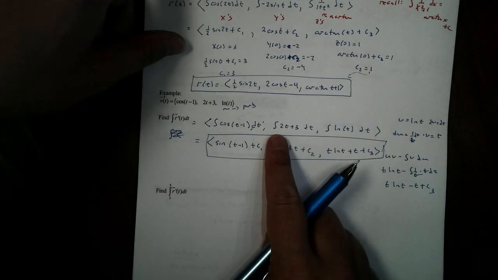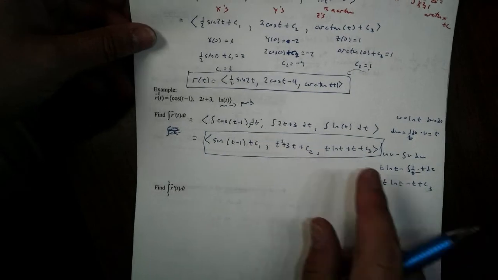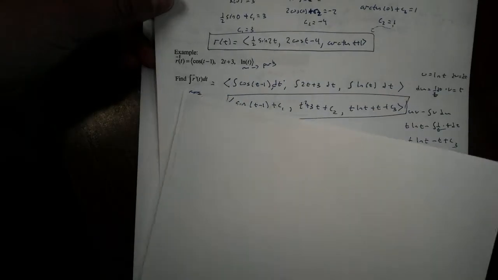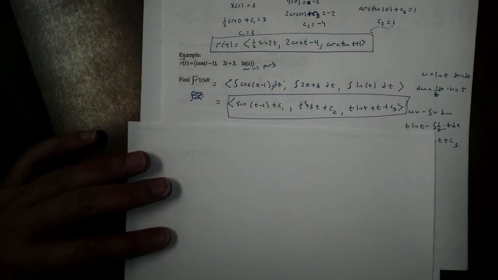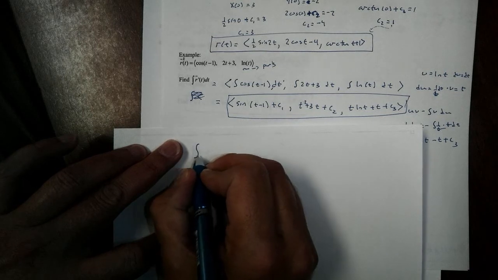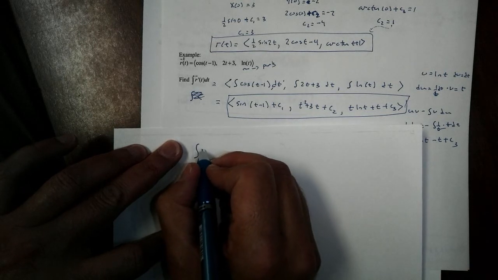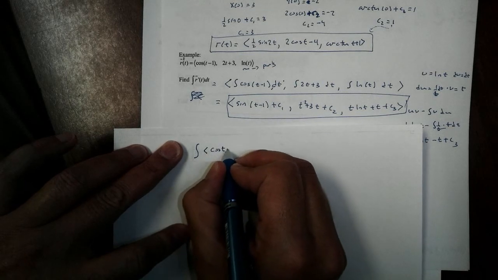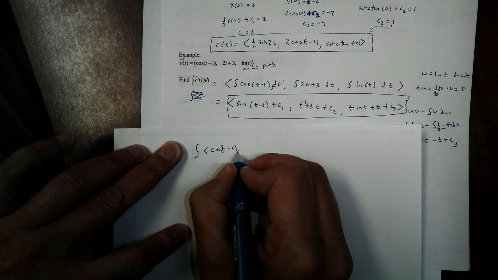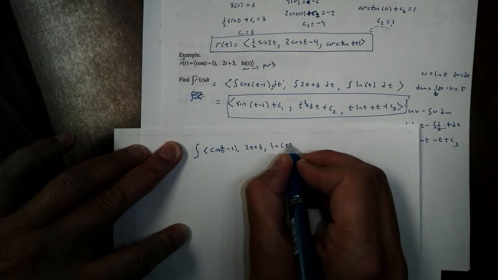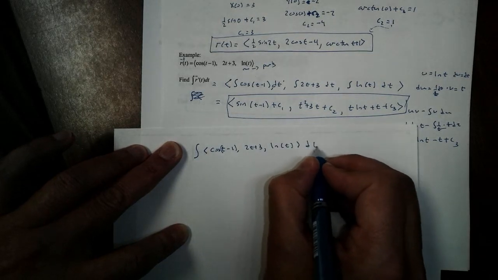Now, another way we could do this one, and I'm going to go ahead and show you this real quickly. There's another way we can do this one right here, and this is perfectly acceptable too. I could write my integral this way instead, just one big integral, and I would get cosine t minus 1, 2t plus 3 natural log of t dt.